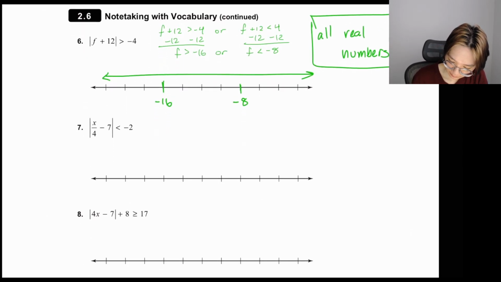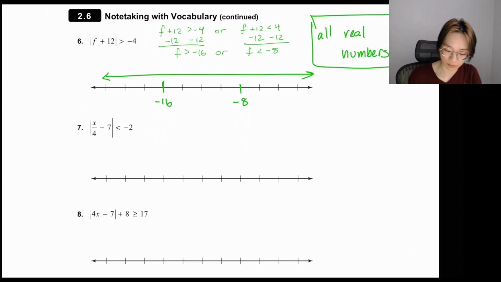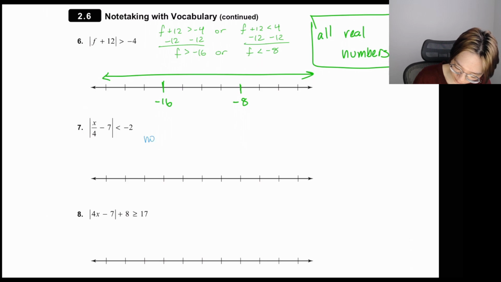For this next one, absolute value of x over 4 minus 7 is less than -2. We can figure out if it's and or. Yes, sure. But keep in mind, double checking, can there be a solution in the first place? This is less than -2. This is less than a negative number. What numbers are less than a negative number? More negative numbers. Can a distance be a negative? No. This was no solution.